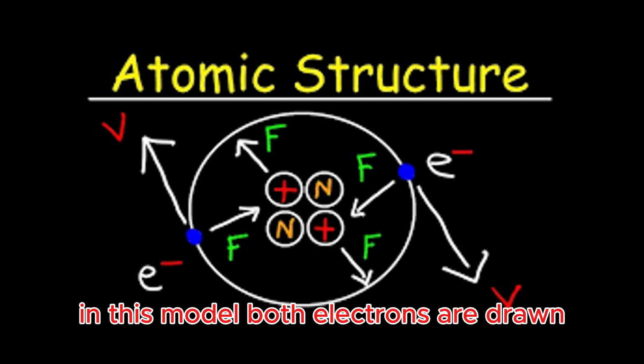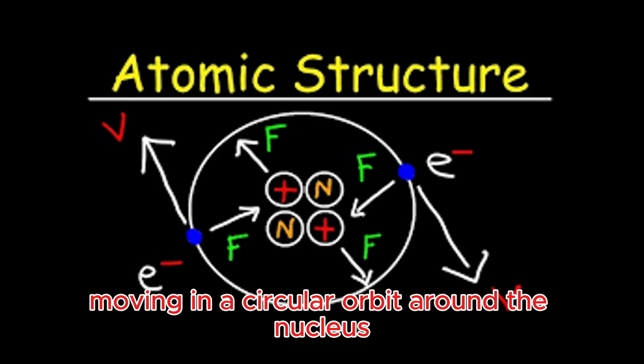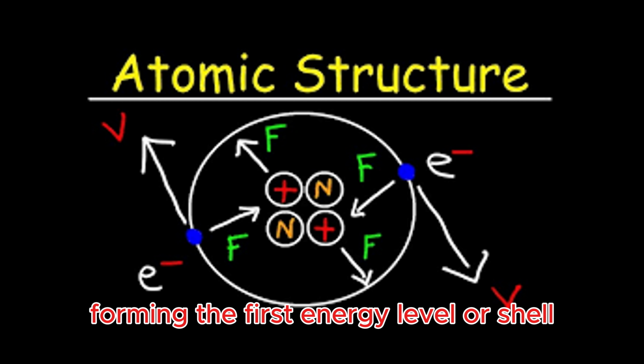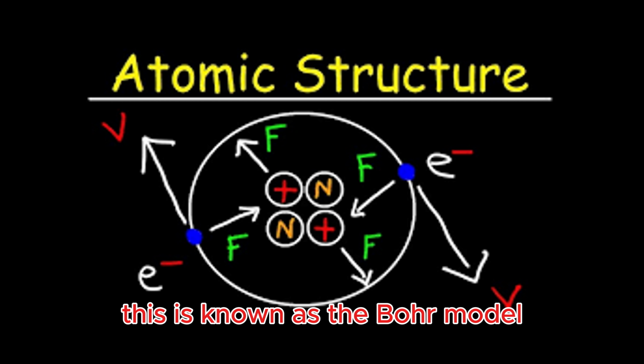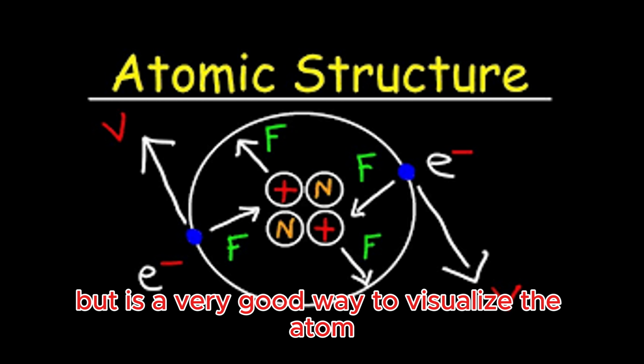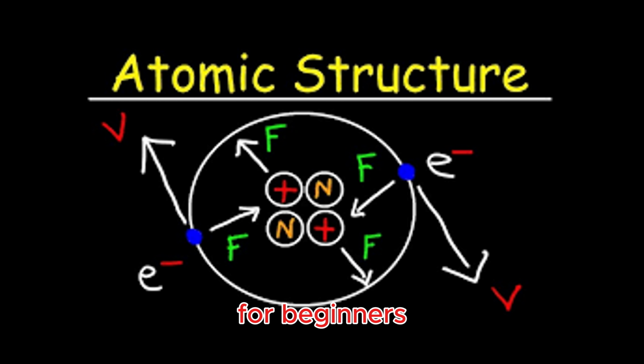In this model, both electrons are drawn moving in a circular orbit around the nucleus, forming the first energy level, or shell. This is known as the Bohr model, which is not fully accurate scientifically, but is a very good way to visualize the atom for beginners.